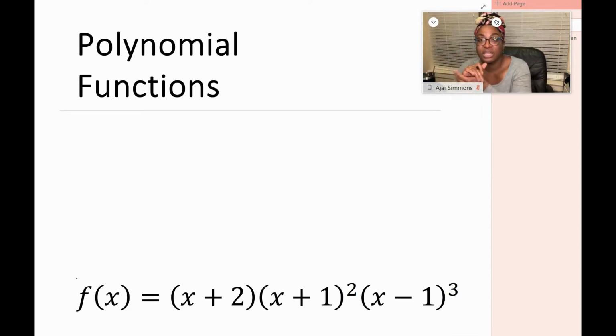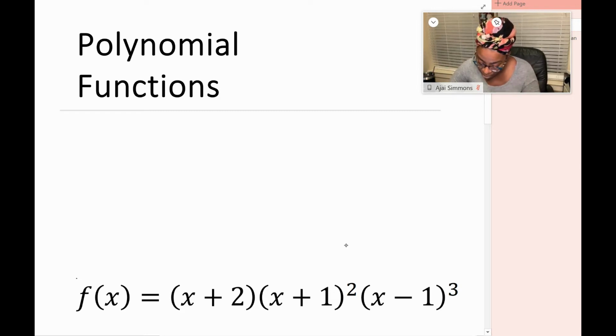The conversation in this section is about polynomial functions. What we're going to do is look at some of the properties and characteristics of polynomial functions. We're going to look at the graph and give a reason for the picture that we see in those graphs. Okay, let's start out by finding the zeros.